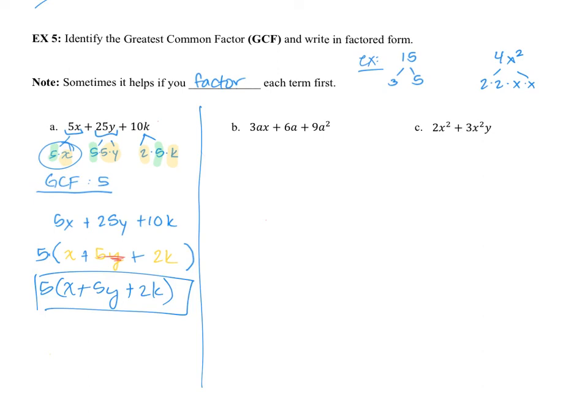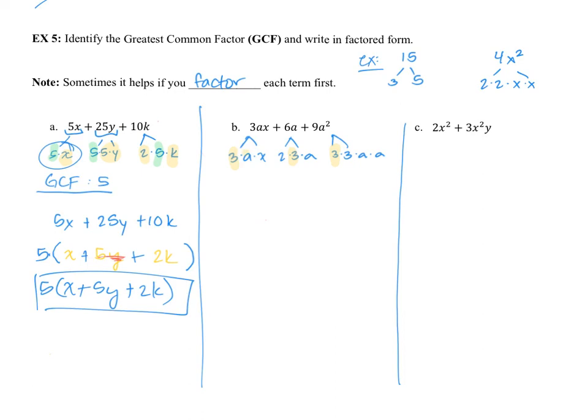Pause the video. All right, so factoring this, 6a factors into 2 times 3 times a. And 9a factors into 3 times a times a. Okay, so what do they all have in common? Let's see. They all have a 3. Careful, we're not going to include both 3s because these two do not have 2 3s. So we're just going to take 1 3.